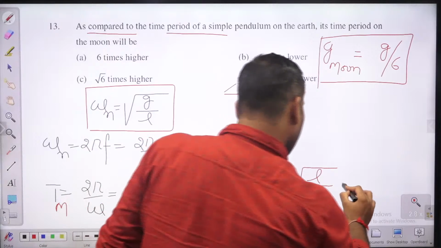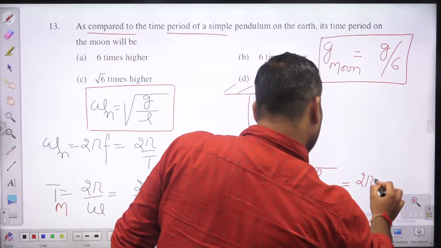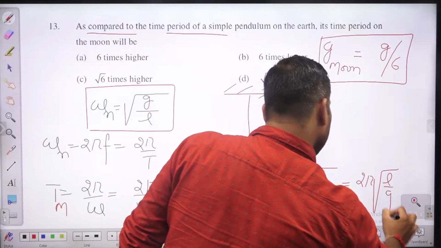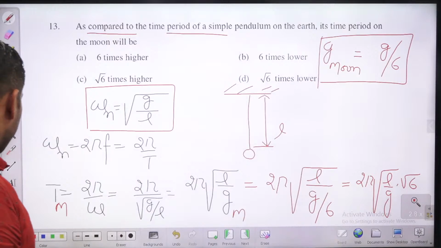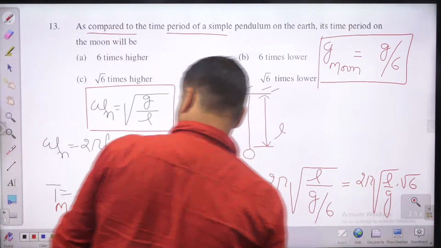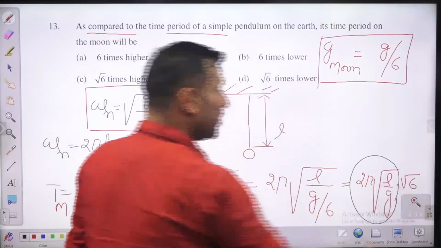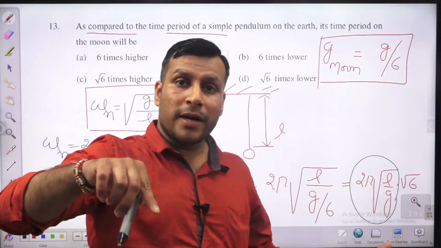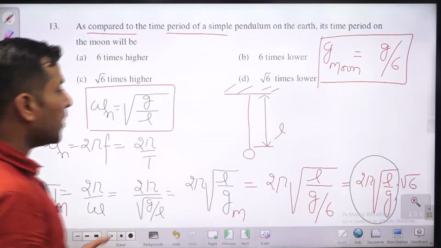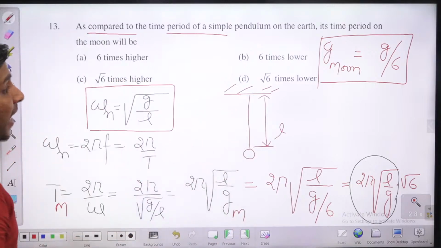So what will this be, guys? The 6 will go up above. So this is 2 pi under root l by g into under root 6. So what is this, guys? This particular term, 2 pi under root l by g, represents the time period on Earth. So the time period on Moon is going to increase. So that becomes under root 6 times. Is it higher or lower, guys?